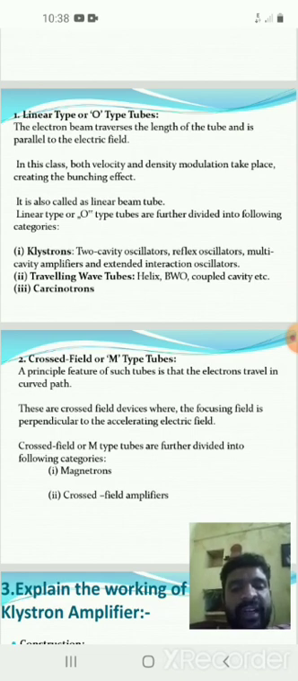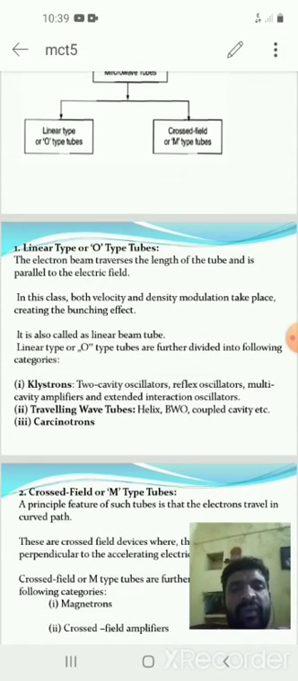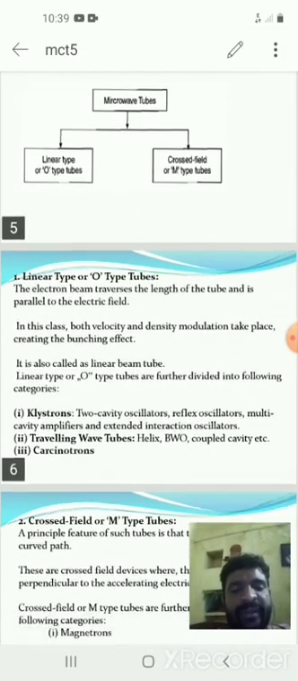Crossfield or M-type tubes are further divided into magnetrons and crossfield amplifiers. Magnetrons and crossfield amplifiers are the categories of crossfield or M-type tubes. These are the two types of microwave tubes, linear and crossfield.